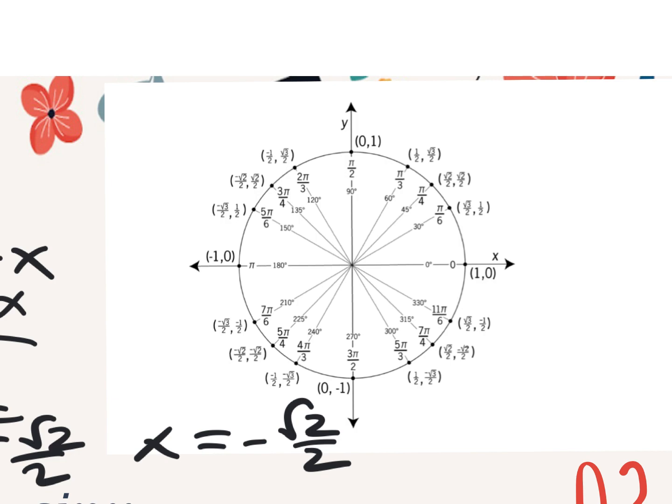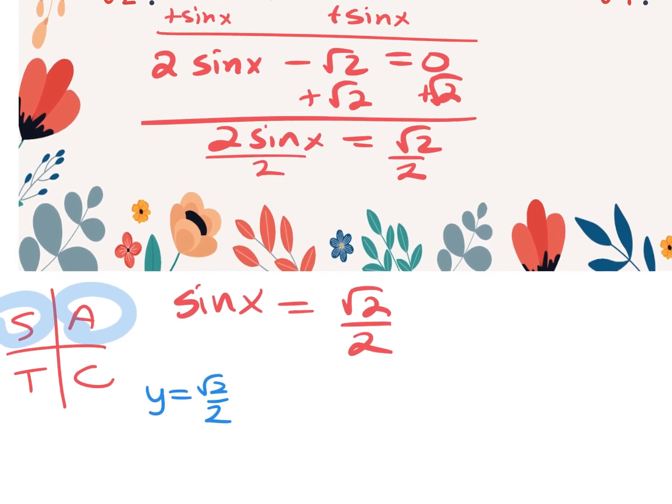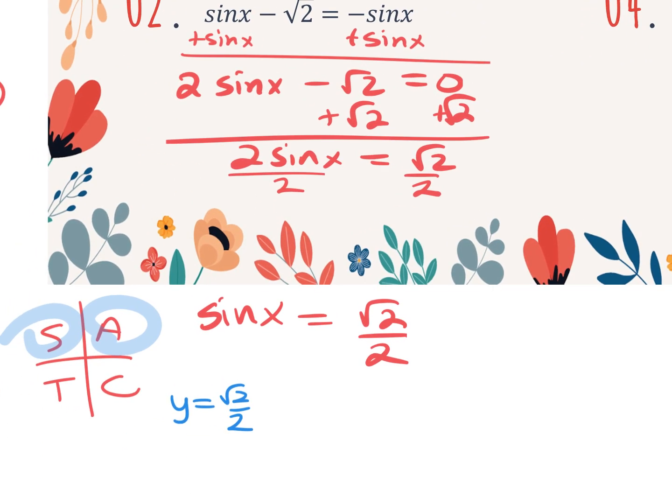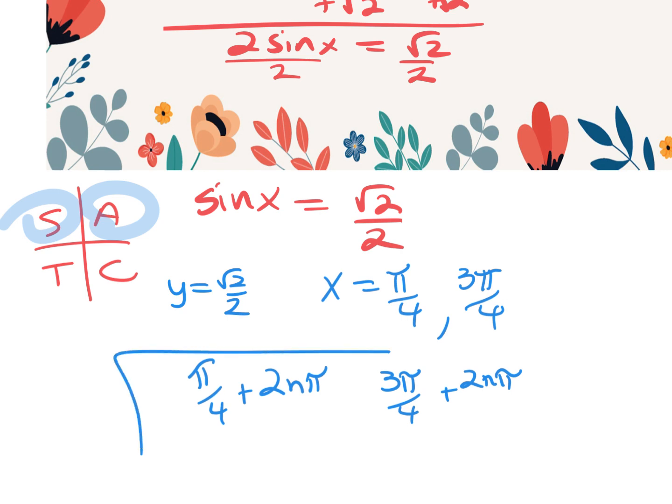So now let me go ahead and put those answers down here. So my x values or my angle measures are going to be pi over 4 and 3 pi over 4. And again, if they said to give the general form, you would be doing pi over 4 plus 2n pi and 3 pi over 4 plus 2n pi. And again, I'm not going to ask you to do this part of it. This is just for standardized tests.